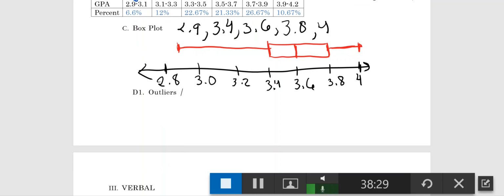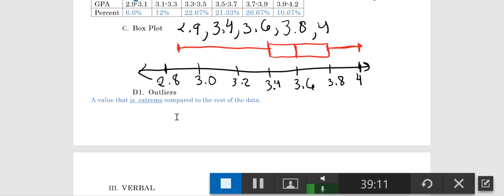So outliers are values that are considered to be extreme compared to the rest of the data. A value that is extreme compared to the rest of the data. And you can have many outliers. You might have some on the top, you might have some on the bottom. It's possible to have quite a few.